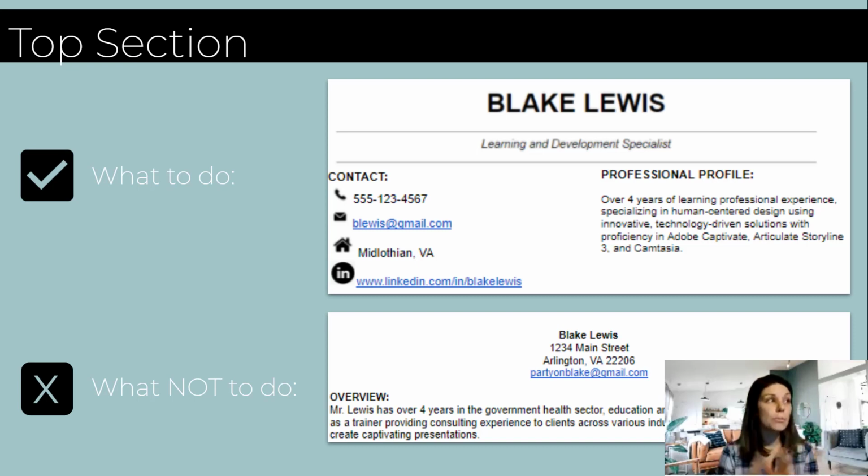You can also put in open to relocation here. It's important that you know it's not needed to put your street address. They don't need to know exactly where you live. Just having your city and your state is enough. As much as we would like to think that all of our recruiters would send us Christmas cards, that would get a little cumbersome after a while, right?